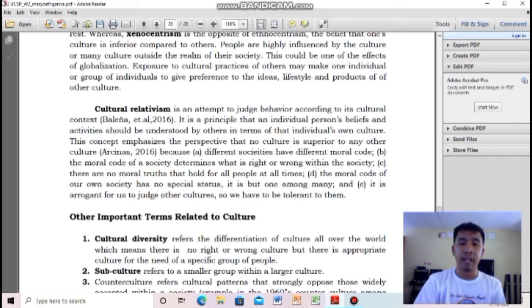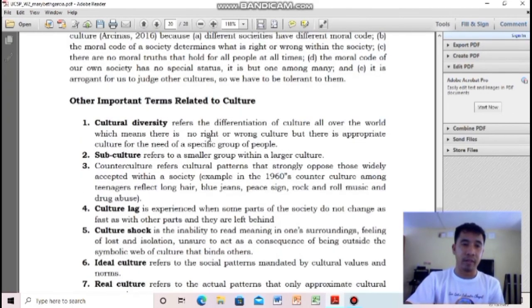Ang obrahon naton, let's be tolerant, no? Kung okay sa ilang culture ang same-sex marriage, then kung super no diri sa aton, then it's for us to respect, kaya hindi mo sila pag-judge because you do not understand where they are coming from. Okay? Okay, let's proceed to the other important terms related to culture.